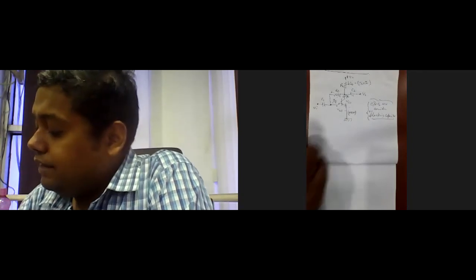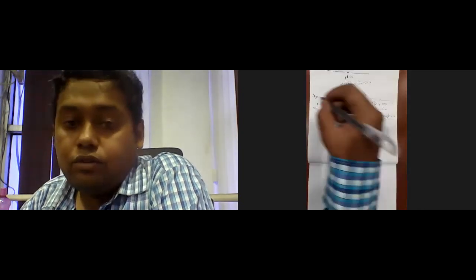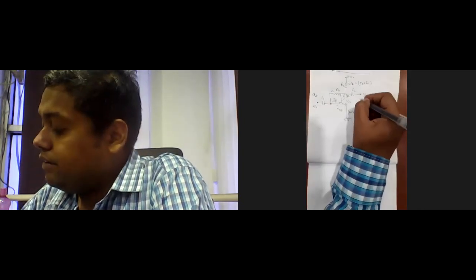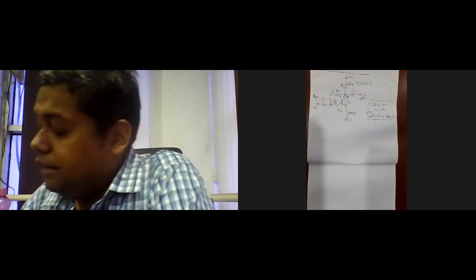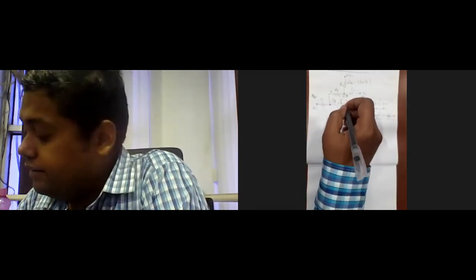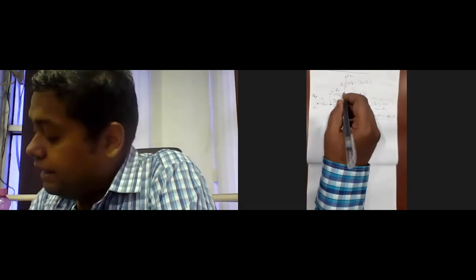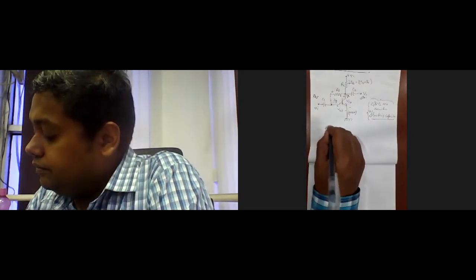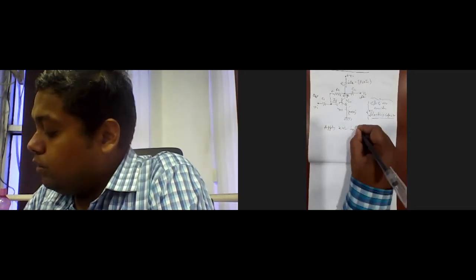In that case we get the amplifier property: the input is a sinusoidal input and the output has a 180-degree phase shift for the common emitter configuration, and we use an NPN transistor here. Now the current flows on this side. So apply KVL in the forward loop.